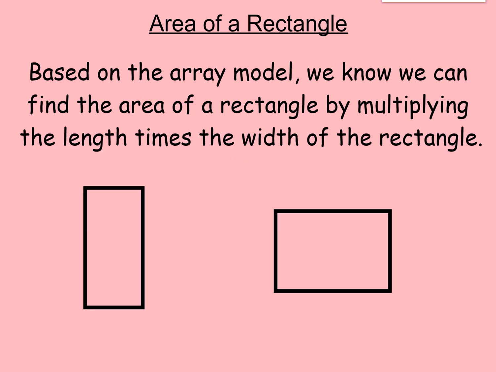So based on the area array model, we can now find the area of a rectangle by multiplying the length times the width of a rectangle. So if we look at this rectangle here, it's 6 inches in length, 3 inches in width. So 6 times 3 is 18 square inches. There are 18 square inches inside that rectangle.